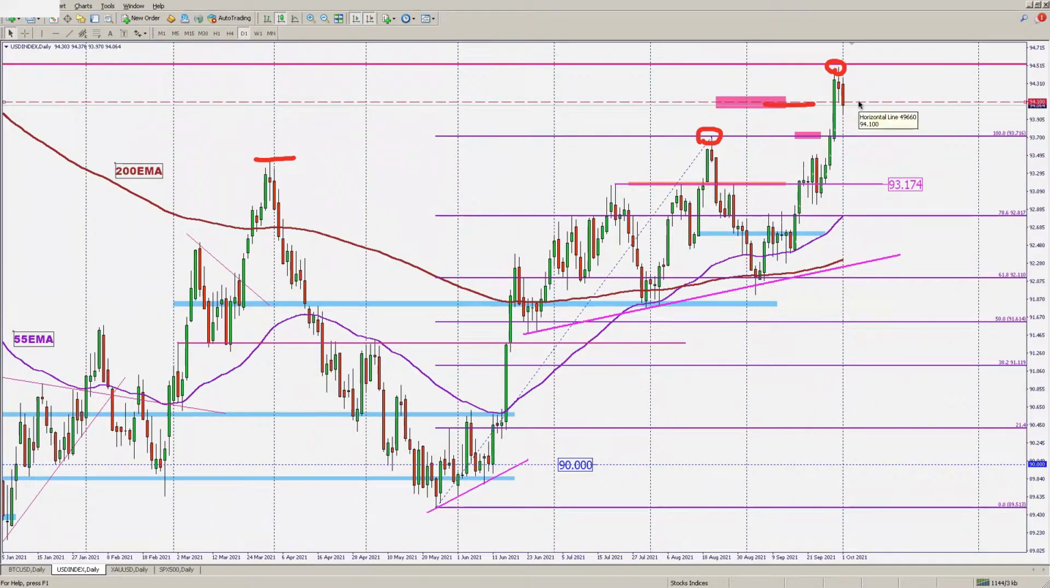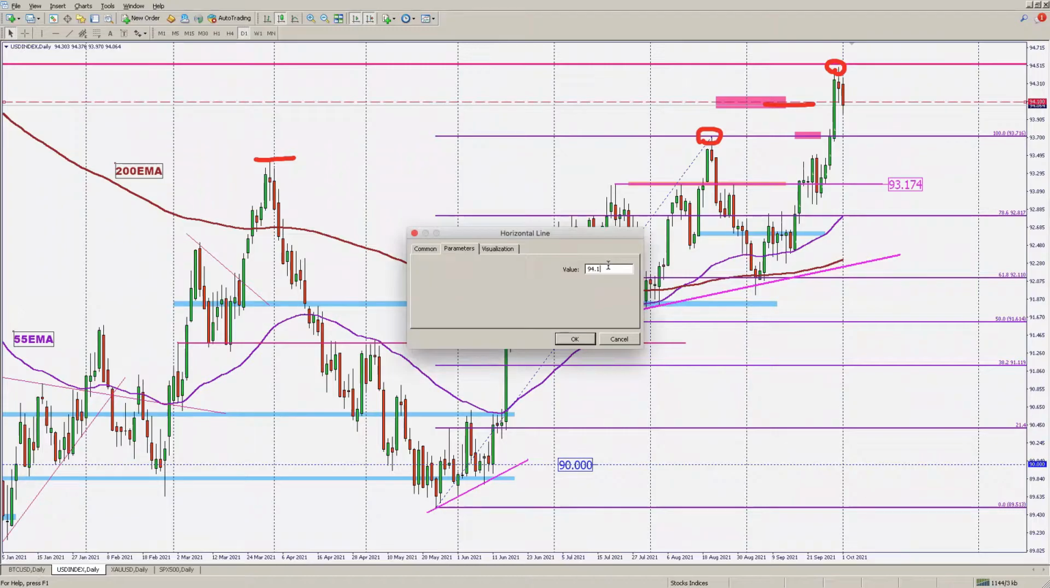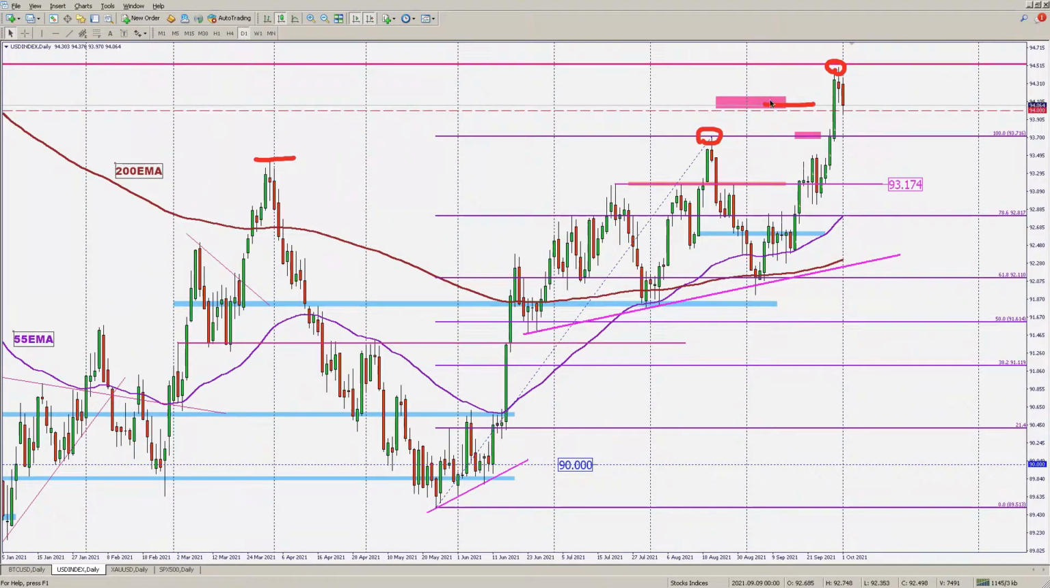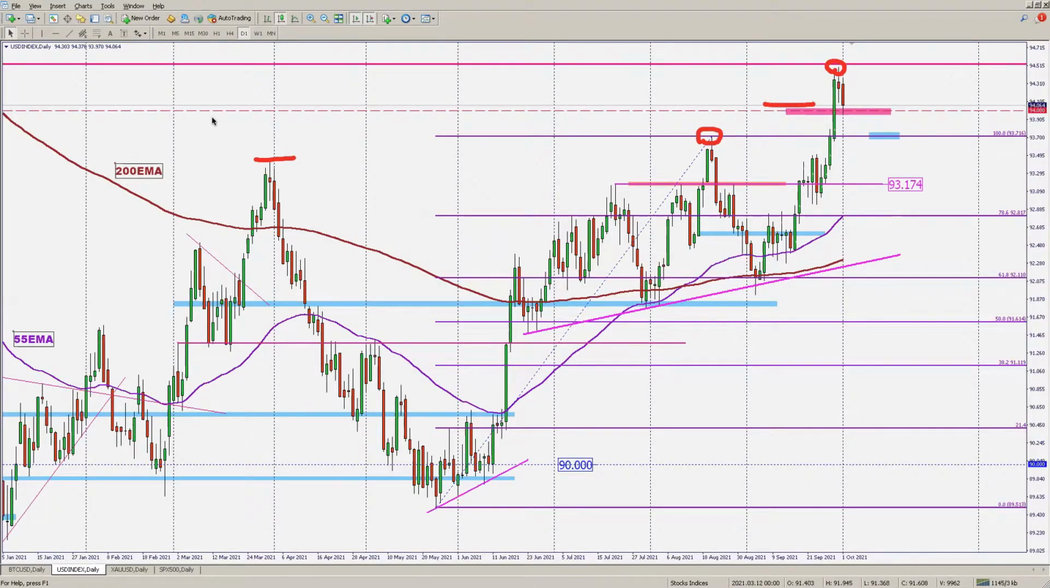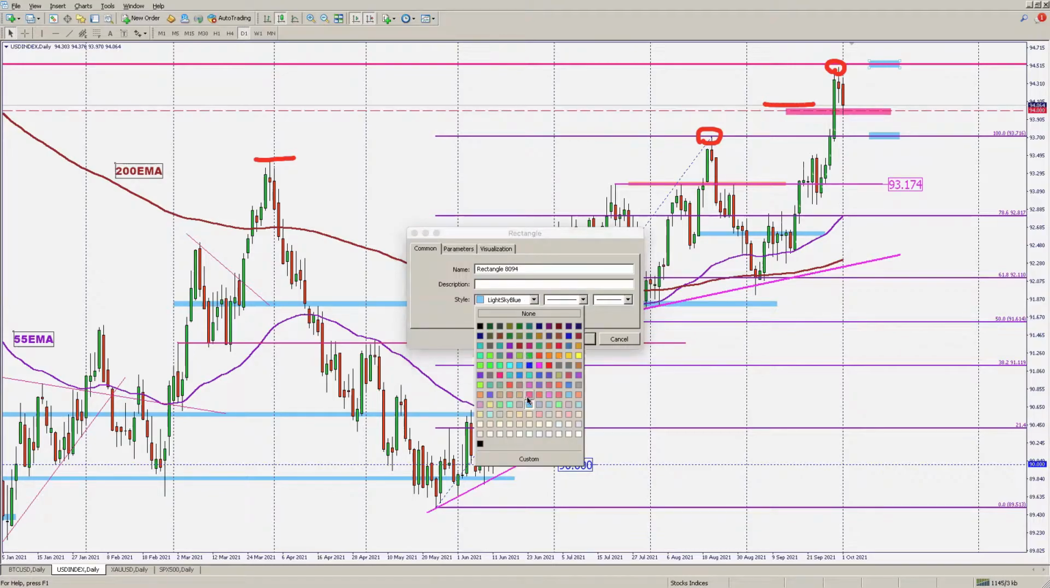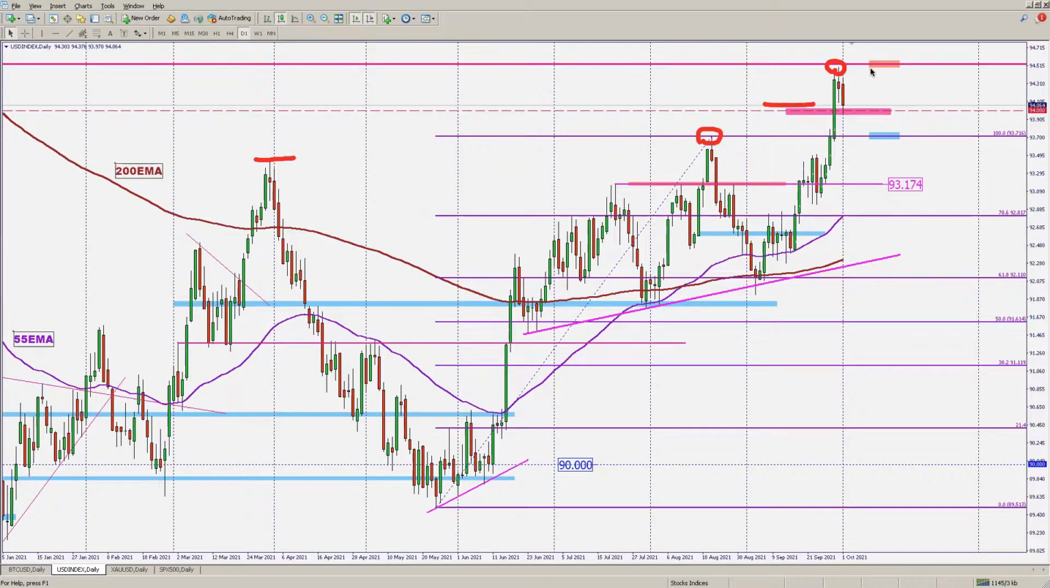just below the 94 level. I should move this so this area now, we'll see if that's going to hold. This swing high is now going to be a critical support zone. And then this previous swing low for the dollar is our resistance zone, and that's at the 94.50 area.